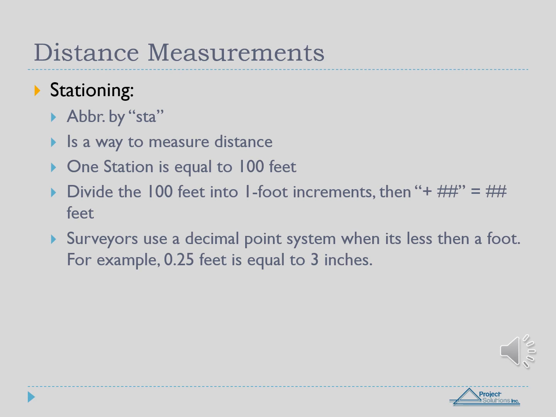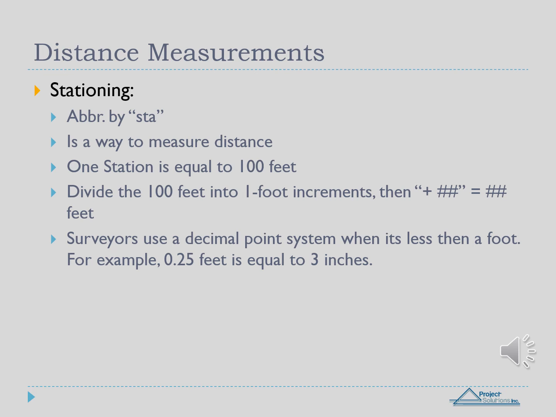Measuring distance can also be a little tricky. The South Dakota DOT uses a system of measurement called stationing, abbreviated by STA. It is used to measure distance where one station equals 100 feet. Surveyors read distance in a decimal point system where a distance is less than a foot. A typical station reading will have numbers followed by a plus symbol with more numbers. The numbers following the plus symbol will always be less than 100.